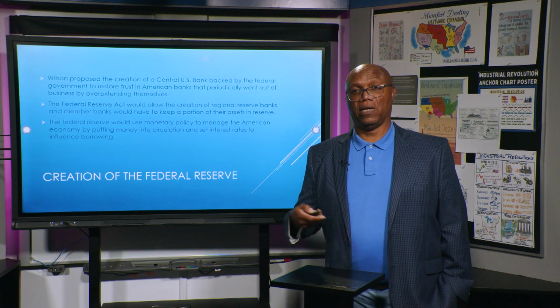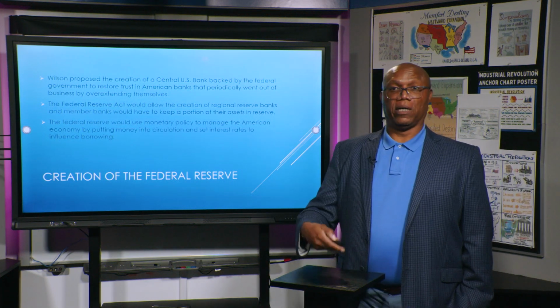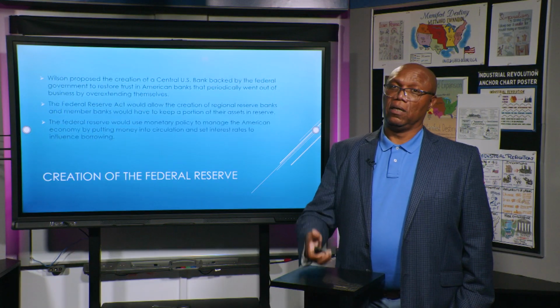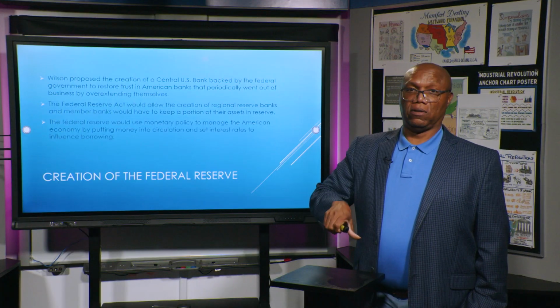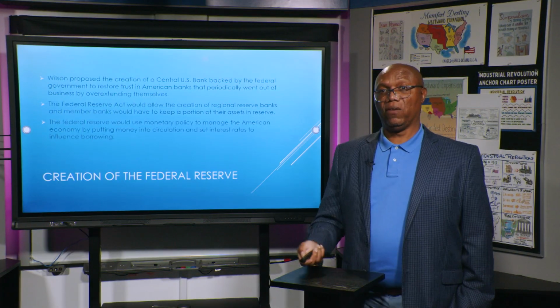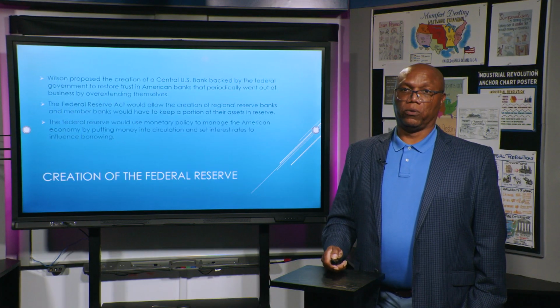Which means the Federal Reserve can put money in circulation, take money out of circulation. If it puts money in circulation, prices go up with inflation. If it takes money out of circulation, prices go down with deflation. So when you look at the creation of the Federal Reserve, it is one of the most significant pieces of legislation that's created by any president in the early part of the 20th century.